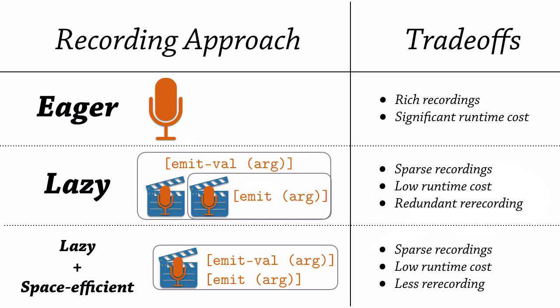Okay, so we have our 3 approaches here. This is the latest one. We have sparse recordings, in the sense that you only get information about what you actually try and get out of your data, or what the function actually uses, the components you use in your data. You have a low runtime cost, but with space-efficient wrapping, you get less re-recording. I'm actually not entirely sure how to say how much less, but when you have this situation of direct wrapping, it eliminates that.